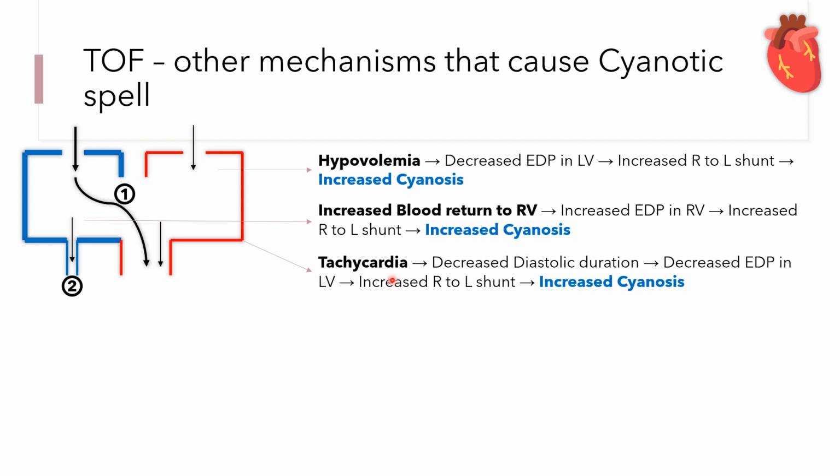Third thing, if there is tachycardia, if the heart rate increases as a whole. We know that whenever there is tachycardia, the systolic duration is not compromised that much. Mainly the diastolic duration is compromised. So if there will be decreased diastolic duration, there will be decreased filling of the left ventricle. So similarly, there will be decreased pressure inside the left ventricle at the end of diastole. So there will be increased right to left shunt. Increased right to left shunt means increased cyanosis. So hypovolemia, increased blood return inside the right ventricle and tachycardia are some of the other mechanisms that will lead to increase in right to left shunt and in turn increase in cyanosis and in turn increased occurrence of a cyanotic spell.